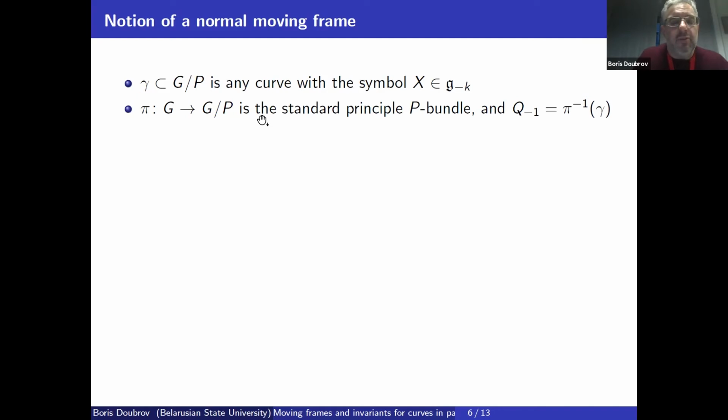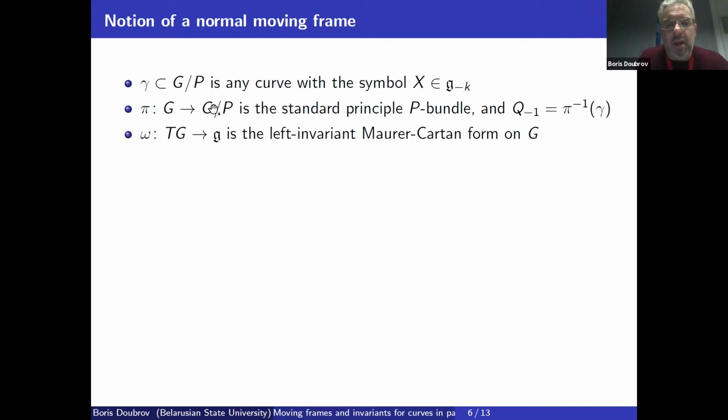So as before, in general a moving frame is just all elements in G that fit over curve gamma in this canonical principal P bundle. So we have the standard principal P bundle, and then we just pull it back, or reduce it, to the curve gamma in G by P. And as before, we have a left invariant Cartan form omega, and this is our main instrument for constructing moving frames for curves, as well as actually for submanifolds. But in case of submanifolds, the theory becomes a bit more complicated.